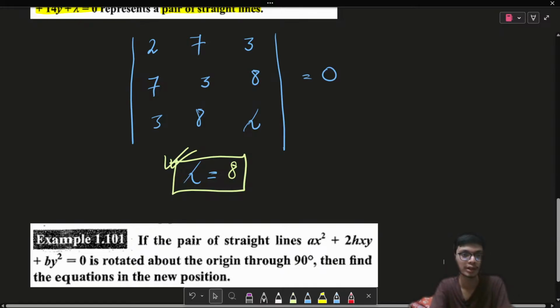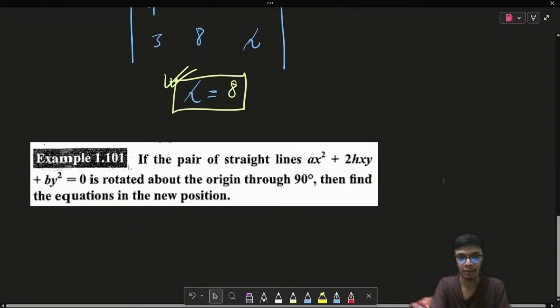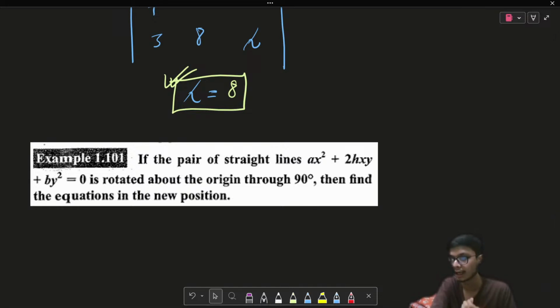Without having this knowledge of this condition, you cannot directly say that it is a pair of straight lines, right? All right, so let us move towards solving some other problems regarding angle transformation. Maybe this problem is going to help you understand how to get the modified equation of the pair of straight lines in a different form, right?